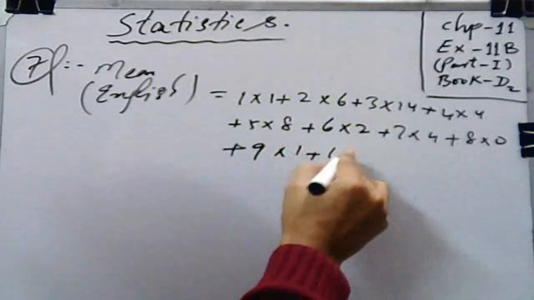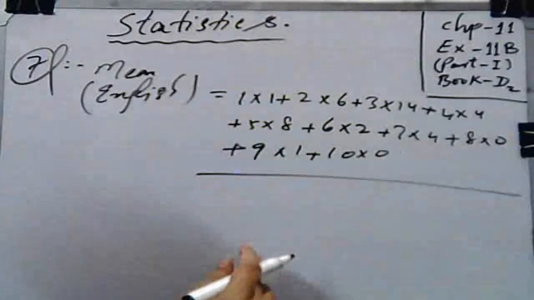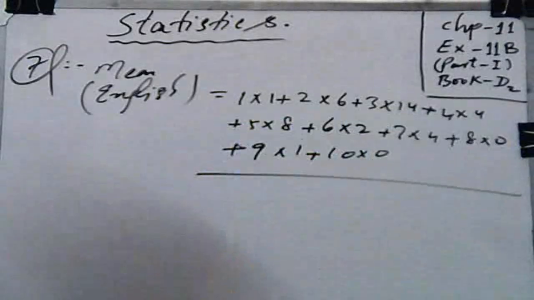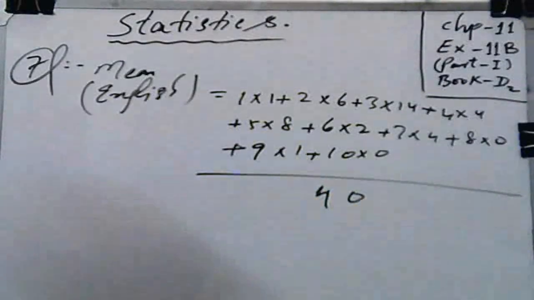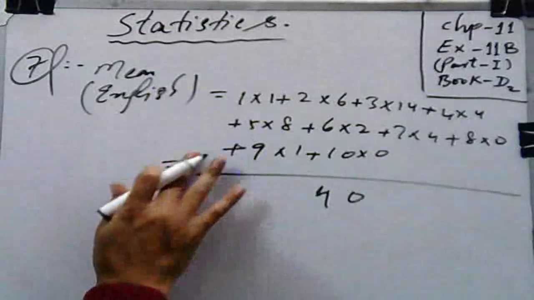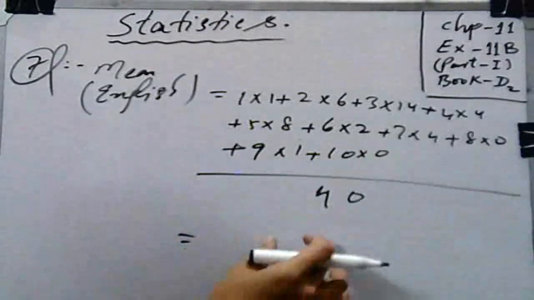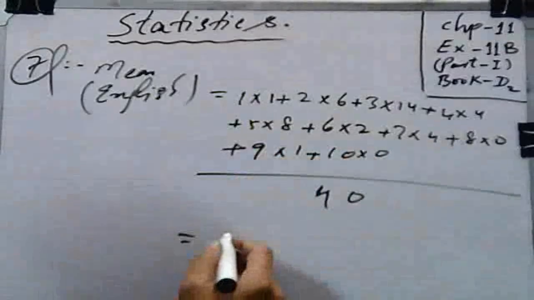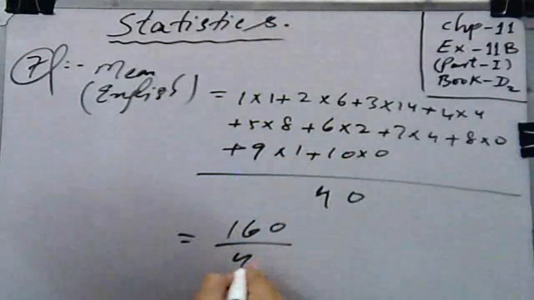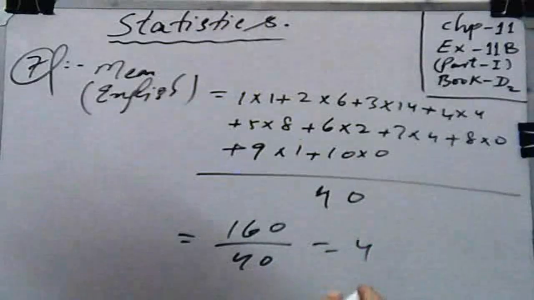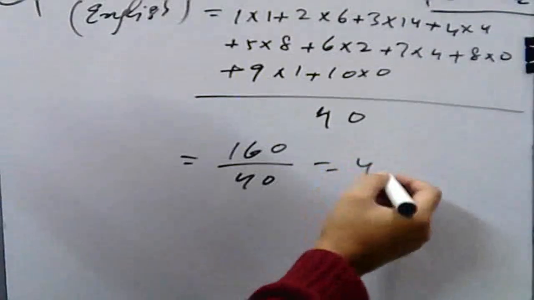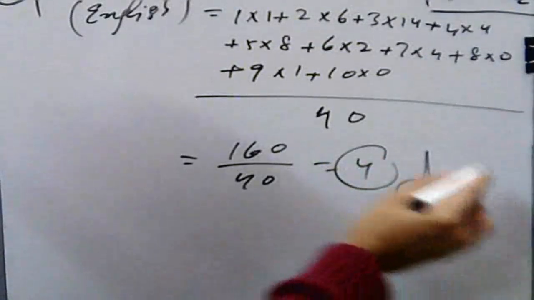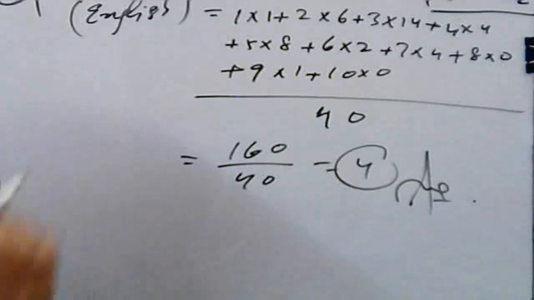So after multiplication divide by the sum. If we see the total number, you will get 1 plus 6 plus 14 plus this, so you will get 40. So it means 40 is your number of data. So after simplification you will get what? You have to divide. After simplification, 160 divided by 40, you will get 4. So it means 4 marks per candidate in the English subject. So 4 marks is your mean result for English. Similarly, now by the same methodology, the mean for mathematics.